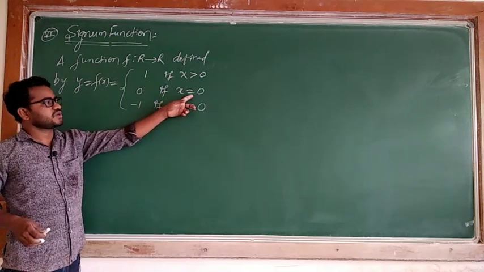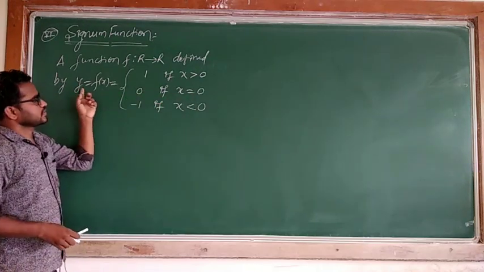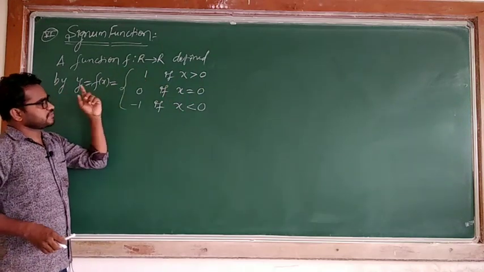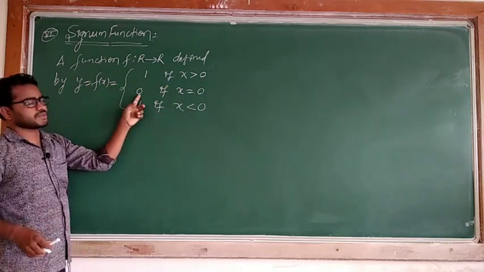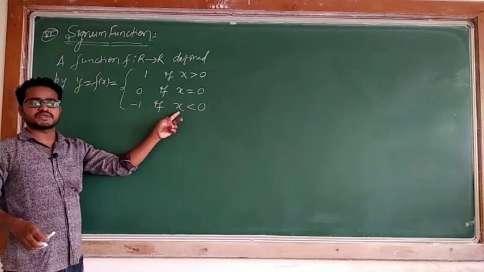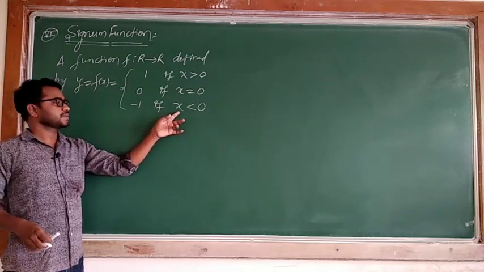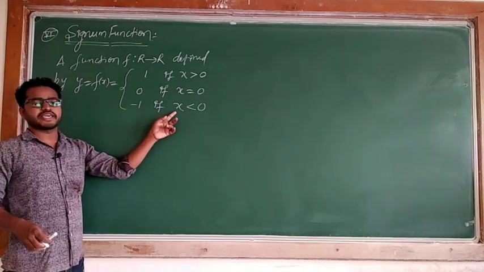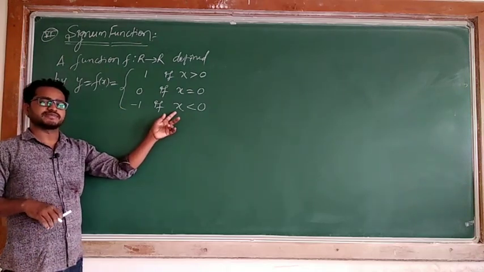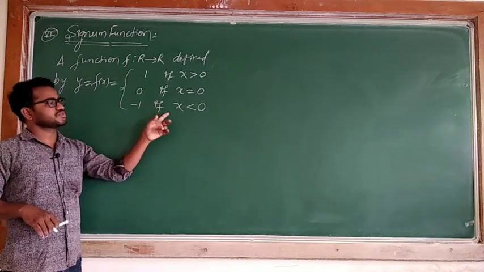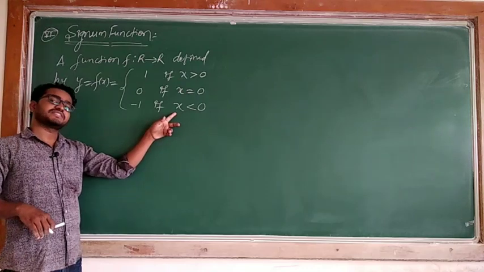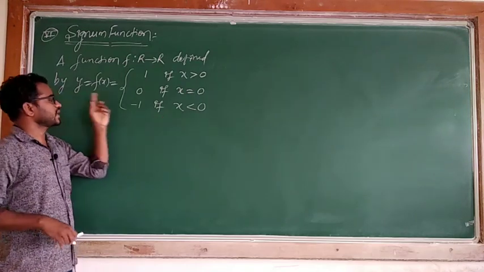If x is 0, y is also 0. If x is more than 0, y is always 1. If x is equal to 0, y is 0. If x is less than 0, means if x is a negative value, you will get y is what? Minus 1. When x is a negative value, y is minus 1. X is minus 2, y is minus 1. X is minus 3, minus 1 only. X is minus 10, minus 10 is less than 0, y is minus 1.